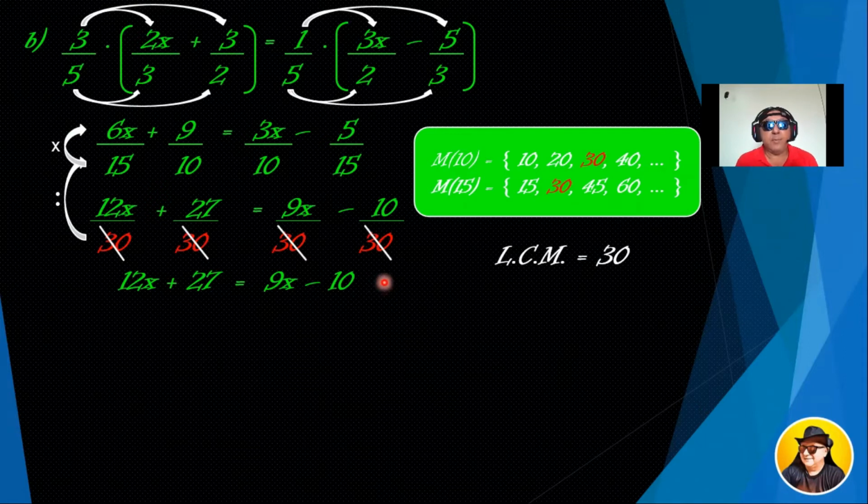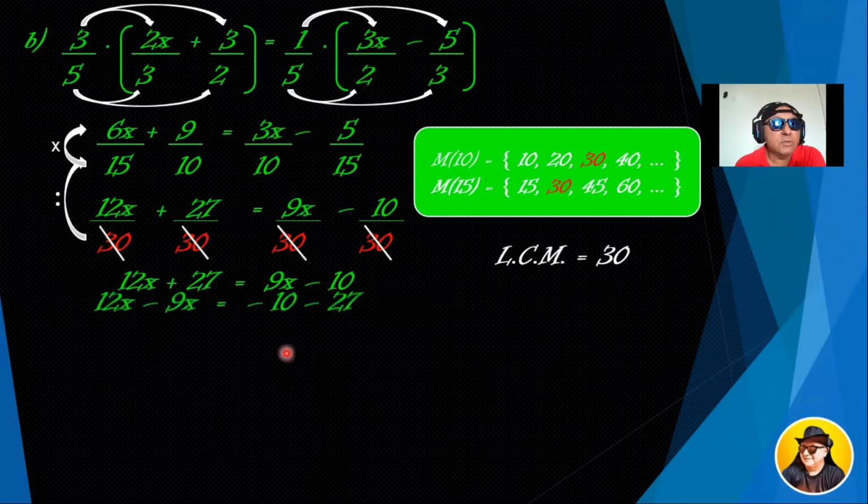Okay, so if it is step 1, what do we have to do now? We have to organize families: x families on the left and numbers family on the right. Remember the reverse operation? So plus 9 becomes minus 9, and plus 27 becomes minus 27.